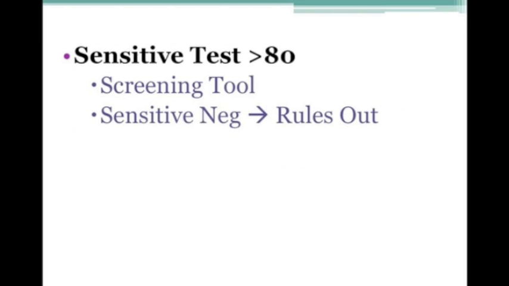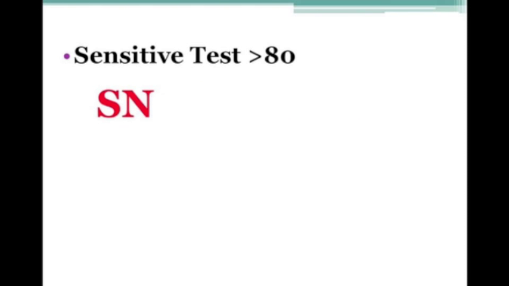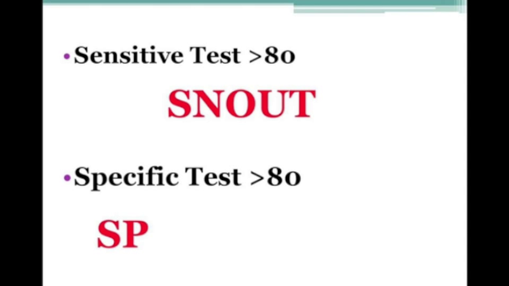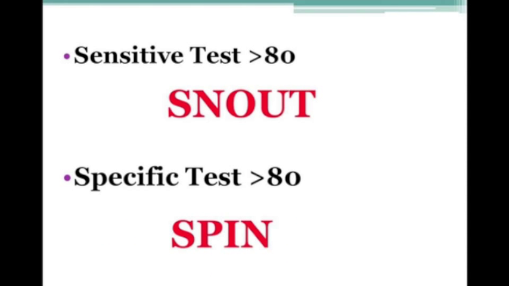So, a sensitive test greater than 80 is a good screening tool. A sensitive negative test rules out the pathology, so it's not something that you need to deal with. So your acronym for this is: sensitive test that is negative rules out, or SNOUT. A specific test over 80 is a good diagnostic tool. A specific positive test rules in the structure. Okay, so here's your acronym for this. A specific positive test rules in the pathology. So SPIN. So sensitive, SNOUT, specific, SPIN.